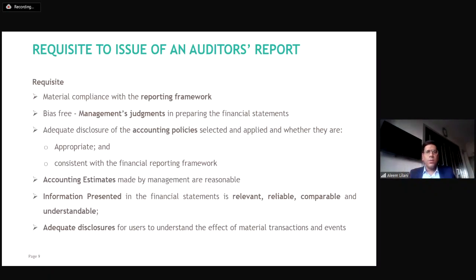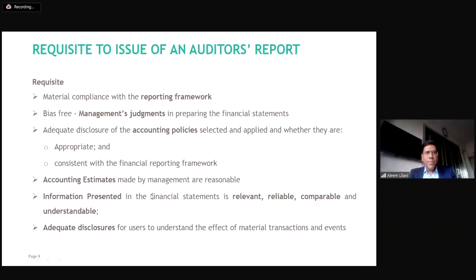So to conclude, when you want to issue an audit report, you have to be sure of compliance with the material reporting framework, no management bias, accounting policies are properly disclosed, estimates are reasonable, all the information presented is relevant, reliable, comparable, understandable, and adequate disclosures are made for all the material transactions and events. So when you have this confidence that, okay, this is all done, at that moment, you can go ahead and issue your audit report. If you feel that these are not achieved, please spend some more time, get confidence, and then issue your audit report.